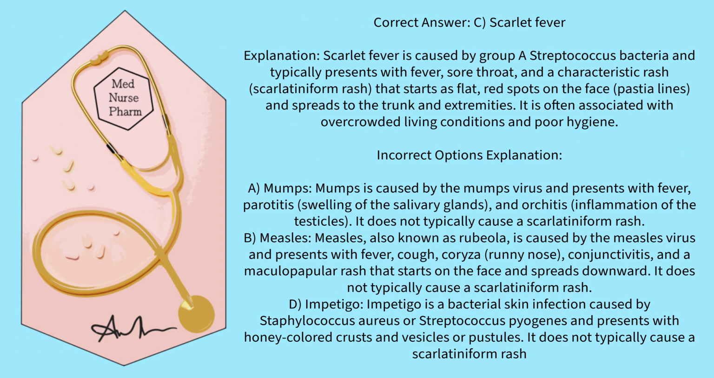If you chose option C, you are correct. Scarlet fever. Scarlet fever is caused by group A Streptococcus bacteria and typically presents with fever, sore throat, and a characteristic rash that starts as flat red spots on the face and spreads to the trunk and extremities. It is often associated with overcrowded living conditions and poor hygiene.